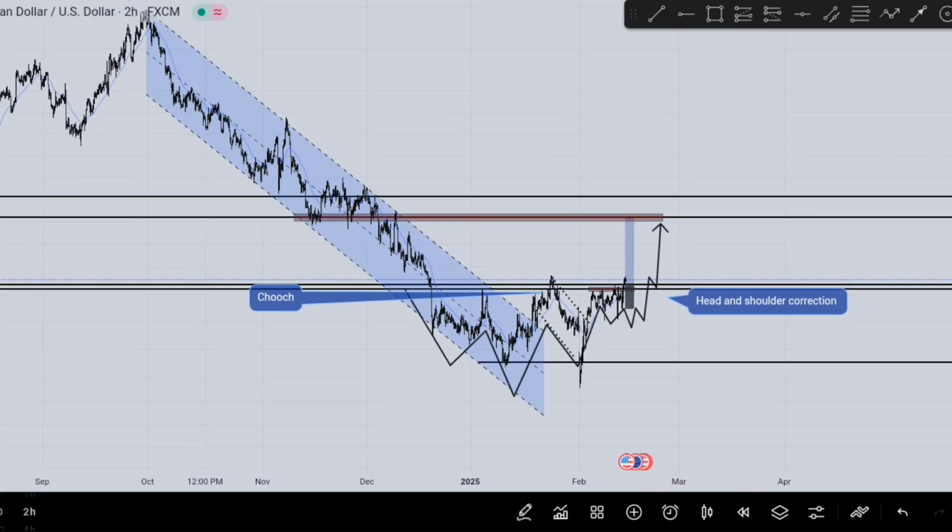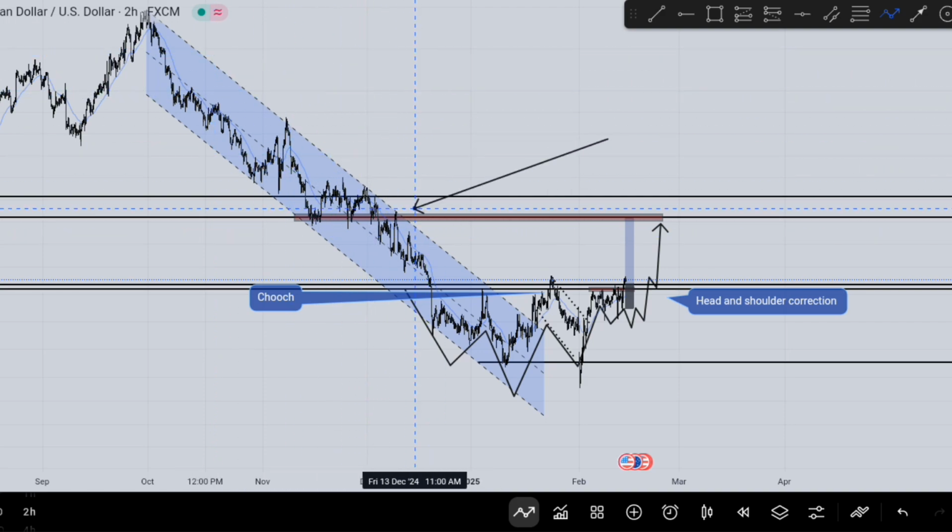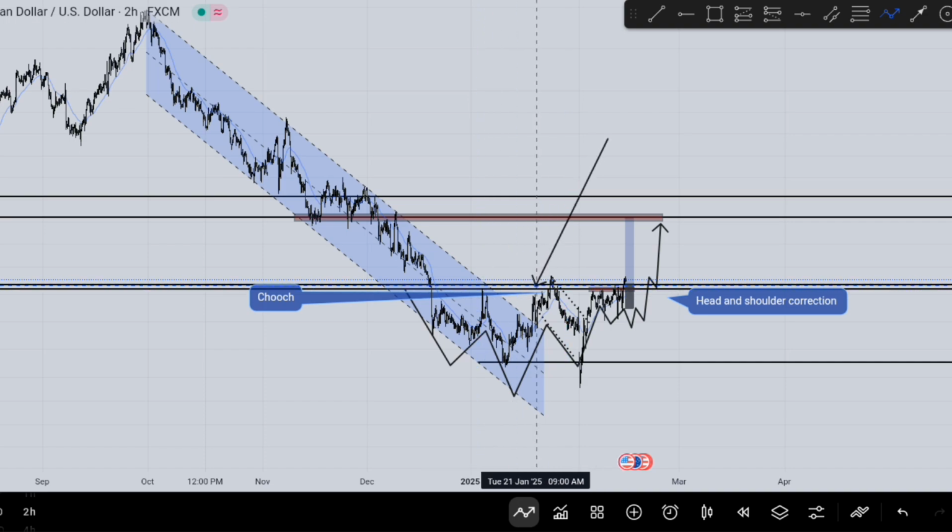Guys, this is the ADSD trade I'm on now. First of all, you can see that we're in a clear downtrend. The market has been making lower low, lower high, lower low, lower high. But recently it broke this high, and after it broke this high, it came to the liquidity. Then it shot back up, giving us a correction towards the upside.